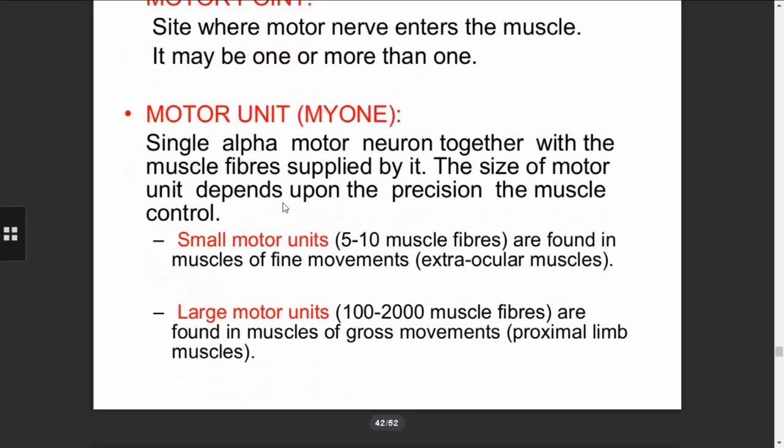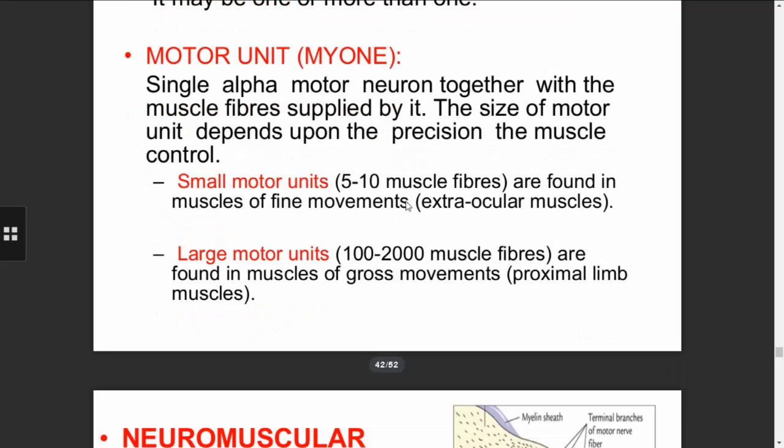Motor unit: a single alpha motor neuron together with the muscle fibers supplied by it. It means an aggregation of muscle fibers which are supplied by one alpha motor neuron. This is called a motor unit. The size of the motor unit depends upon the precision of muscle control.